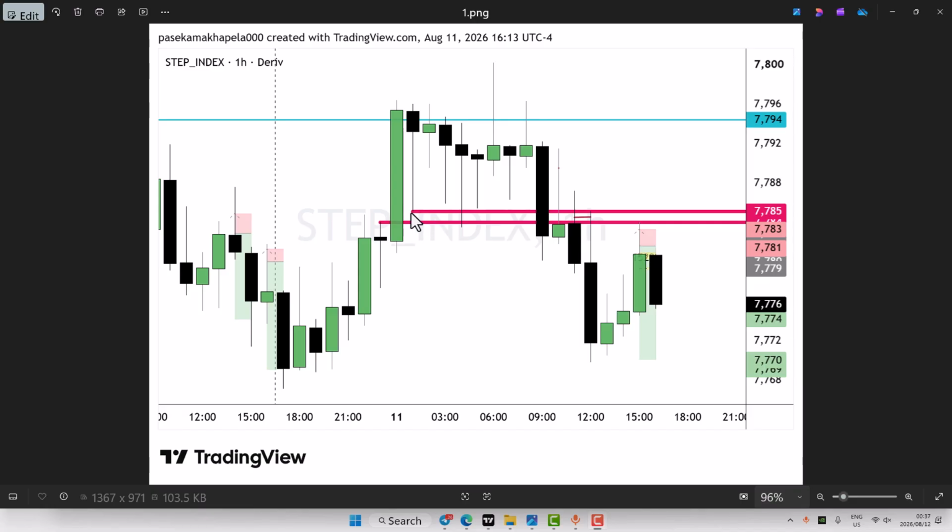So what are the characteristics of these fair value gaps? They are support and resistance. Okay, so here it is. It supports in this fair value gap. Where is it going? Well, if you look at these candlesticks, they have been compressed, as you can see.